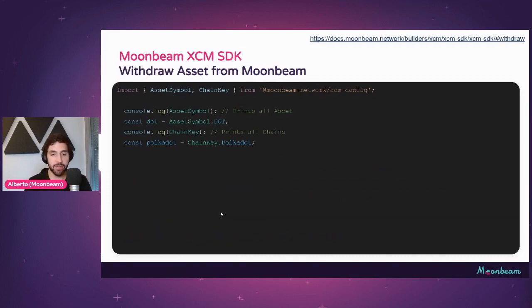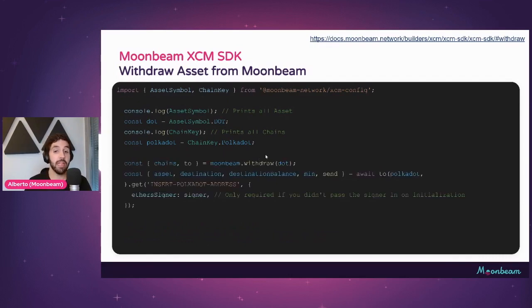In the case of withdrawals, it's very, very similar. The first part is similar because we're using DOT and Polkadot as an example. The main difference is that now, instead of the deposit function, we're going to use the withdraw function. And this gives us a to function. And so now it is, I want to withdraw DOT from Moonbeam to Polkadot. And now we provide the Polkadot address. And in this case, the Ethereum signer, you don't need to provide it if you already did it when you were initializing the Moonbeam part. So once again, this returns a bunch of information that you can use to check the transfer logic. And if everything is okay, just send the transfer. It is super simple.